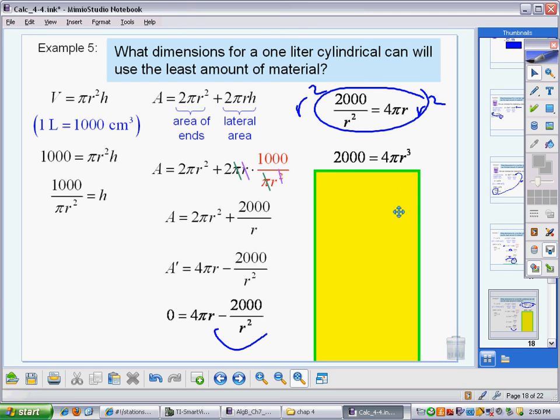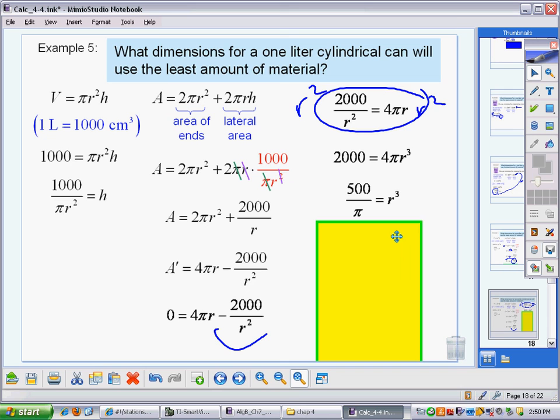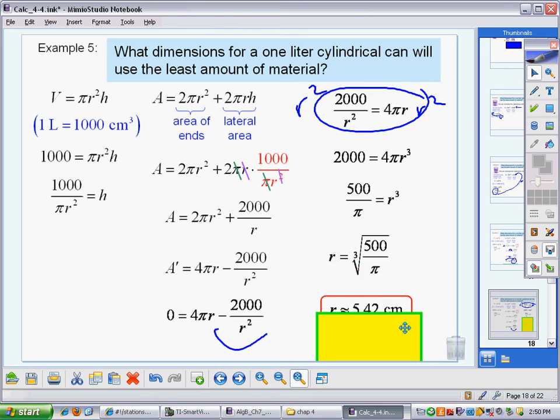Solve for R. Yeah, you'll have to use a calculator on this one. You'll have to take a cube root. They reduced 2,000 fourths to 500. So 500 divided by 3.14159, take the cube root. 5.4. Yeah, in 3 decimal places, I don't like that slide.